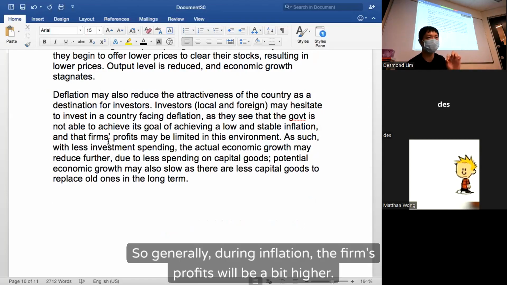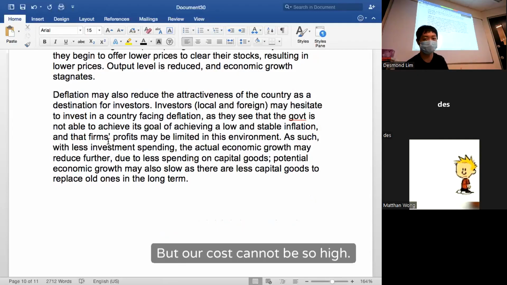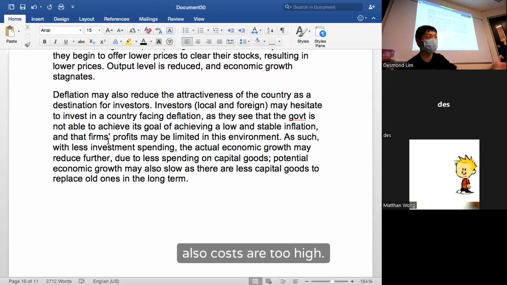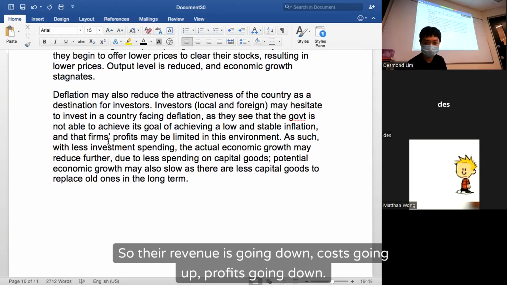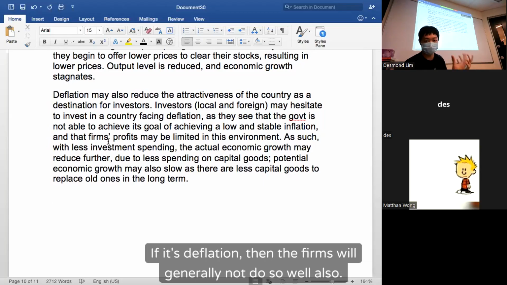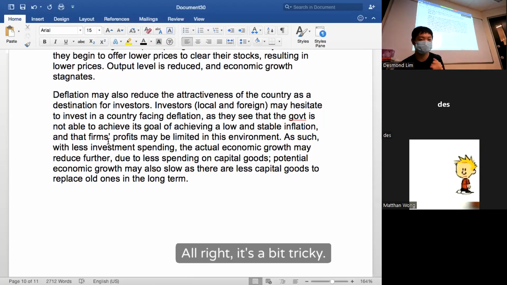Generally, during inflation, the firm's profits will be a bit higher, but of course cannot be so high. Like right now, different US firms like Walmart are not doing so well because consumers are not buying and costs are too high. So revenue is going down, costs going up, profits going down. So a bit of inflation is good. Too high, some firms will suffer. If it's deflation, the firms will generally not do so well also. It's a bit tricky.